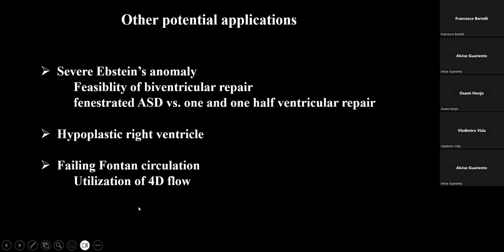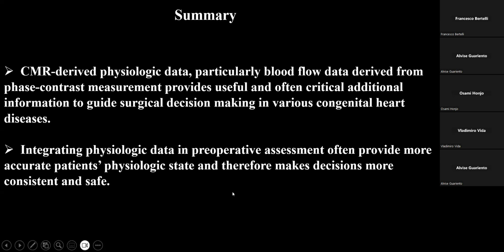And lastly, the Boston group have just recently published a beautiful demonstration of 4D flow data by MRI to determine failing Fontan physiology and the indication to upsize the Fontan conduit. That'll be quite useful. I'm not going to go through that, but we believe that cardiac MRI gives you quite useful additional information, and sometimes it's critical information to make surgical decisions. We're planning to incorporate more of those functional dynamic data in surgical decision making.